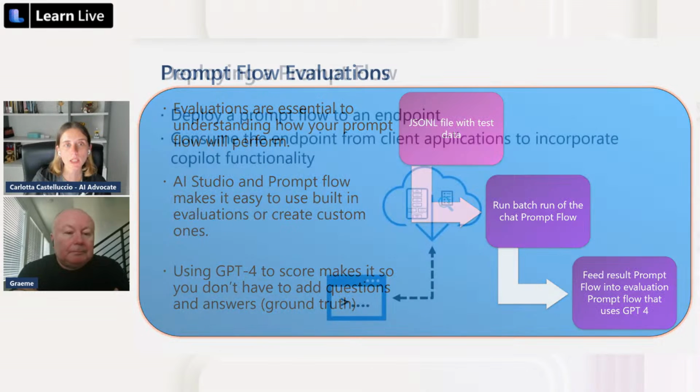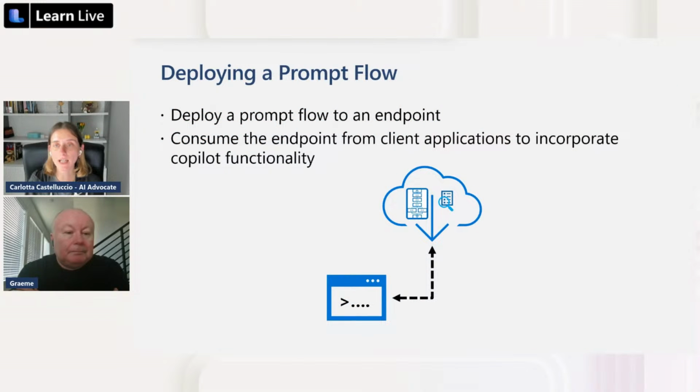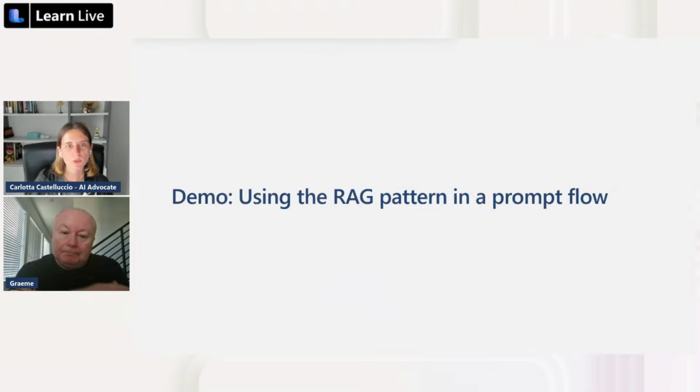Once we are satisfied with the results of the evaluation process, and we are happy with our prompt flow, we can then deploy it to an endpoint. Once it is deployed on an endpoint, we can consume this endpoint from client applications to implement Copilot functionality in our apps. So again, I will leave the floor to you, Graham, for the second part of this demo. Okay, fantastic. Let's switch to my machine.